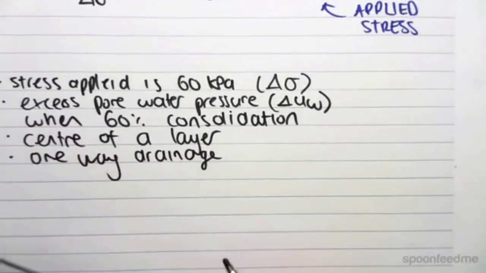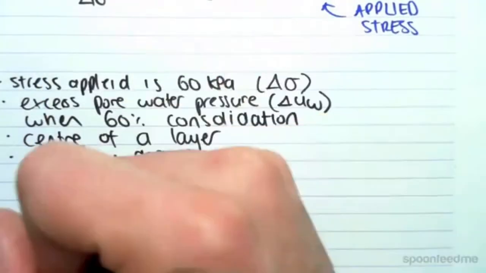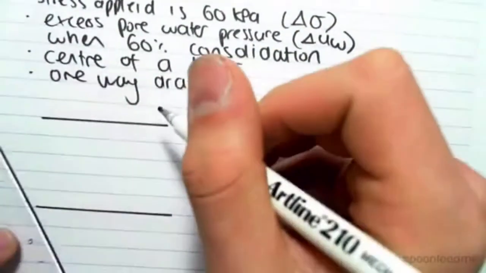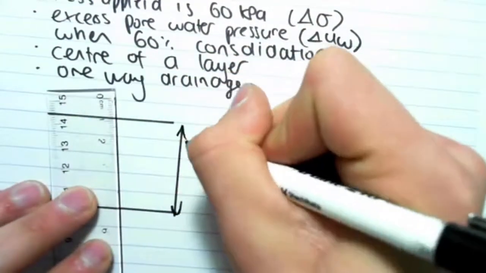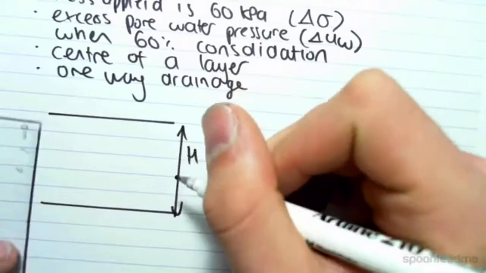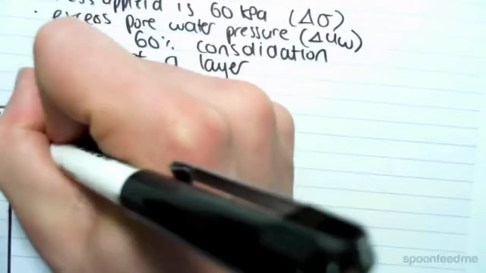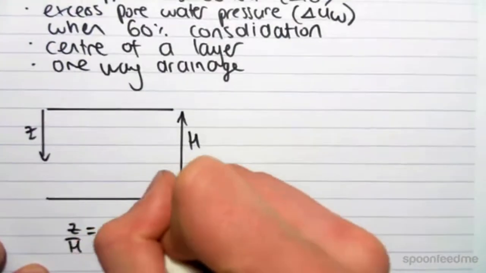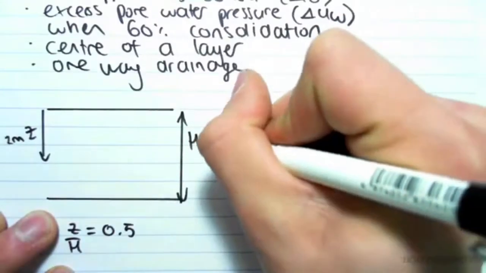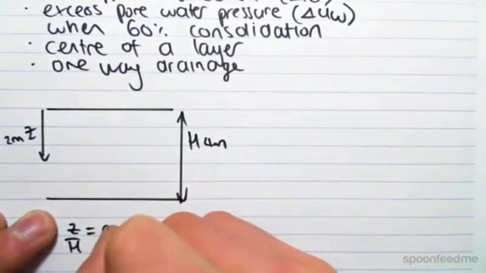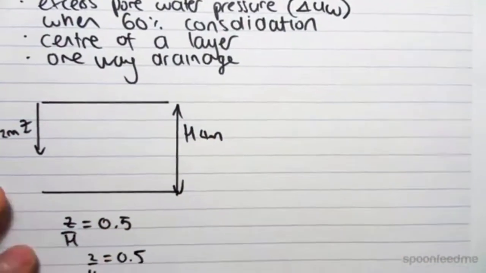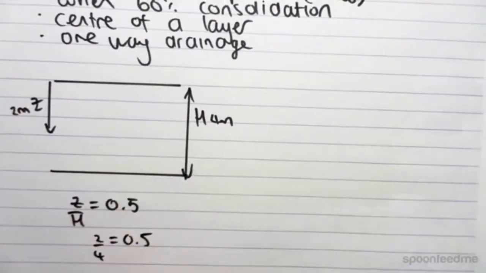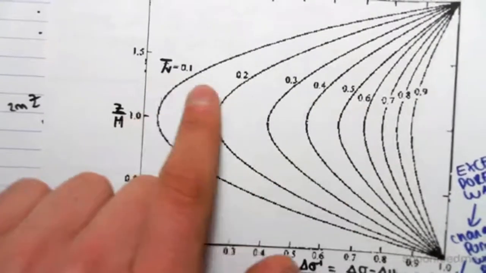If we're looking at a case which is one-way drainage, the entire length will be H, because that's the maximum drainage path, and we're looking at a point in the center of the layer. So just graphically, Z on H would equal a half. If you want to think of it as numbers, say Z was 2 meters and H was 4 meters, that would be 2 on 4, which is a half. Okay, so Z on H is a half. We now need to find TV, so we can see which line we're on.